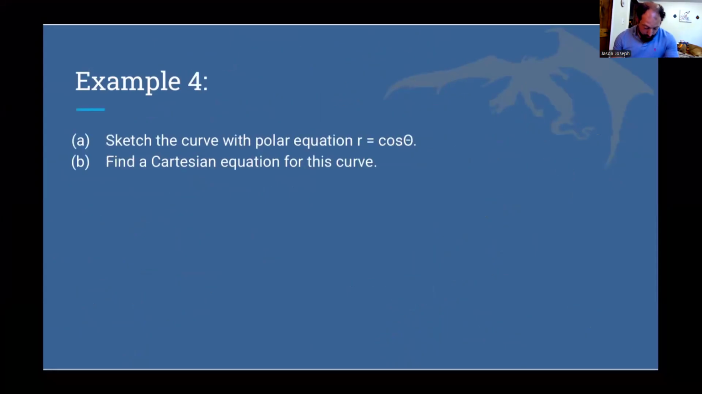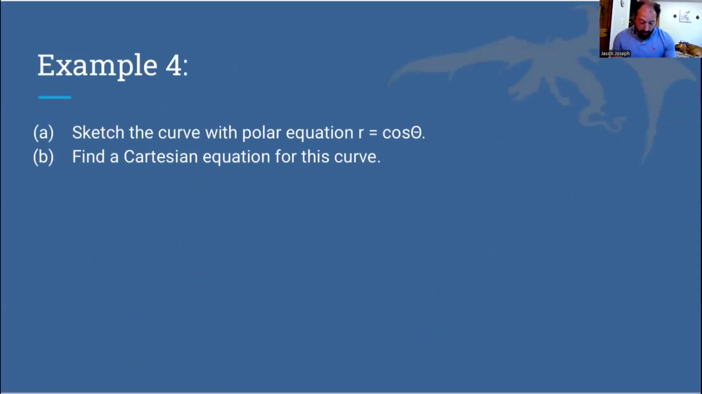All right, so let's do a couple more examples. Sketch the curve with polar equation r equals cosine of theta, and then find a Cartesian equation. So switch it, convert to x's and y's. So for problems like this, I recommend making a table with some values.